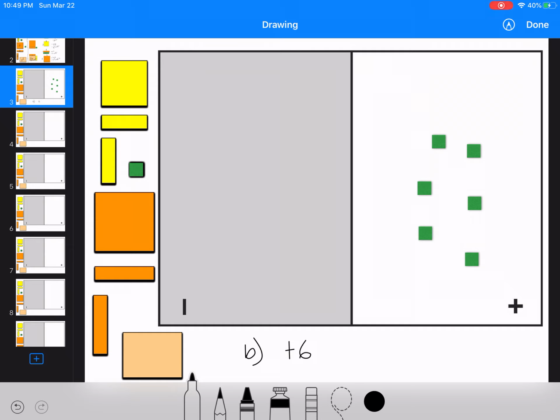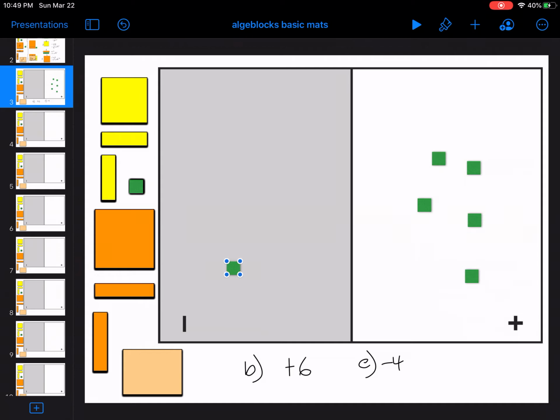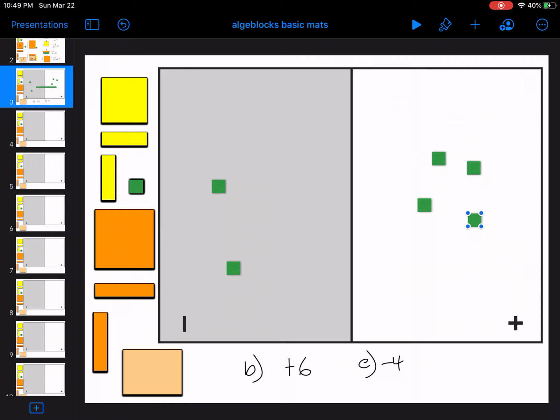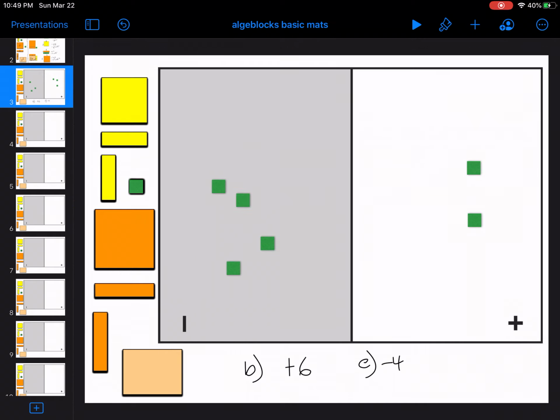Now, for question C, it's actually asking us to model negative 4. Well, how do we model negative 4 if not to take 4 of these guys and move them to, let's start another one, the left side. These, on the other hand, we're not going to be using. There we go. So that models negative 4.